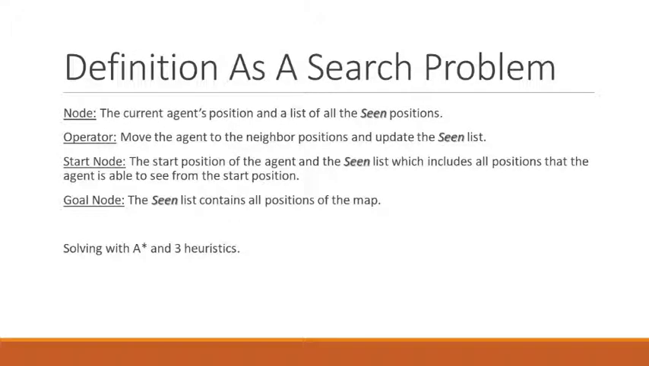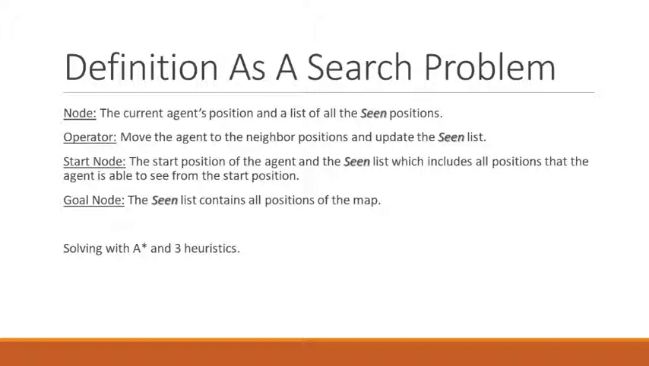To solve this problem, we use heuristic search. So now we'll define the problem as a search problem. A node is defined by the current agent's location and the list of all the cells that have been seen by the agent until now. We call it SeenList. The operator is moving the agent to a neighbor location and adding to the SeenList all the cells that can be seen from the new agent's location.